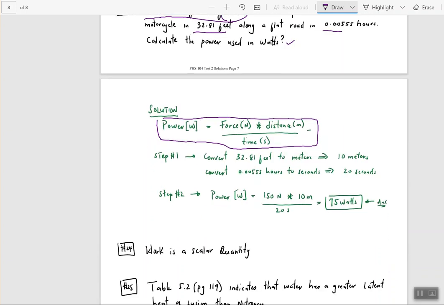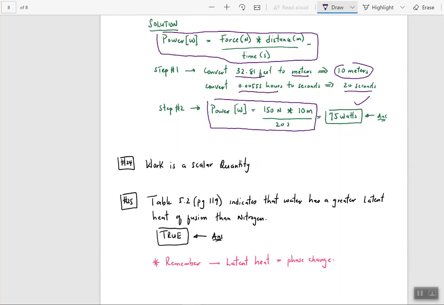Step one was to convert your feet into meters. So 10 meters is the equivalent of 32.81 feet. And then our hours will be converted into seconds, which will be 20 seconds. Then we can just plug and play in the equation, giving us 75 watts. Work is always a scalar quantity. Force is a vector. Work is a scalar quantity.